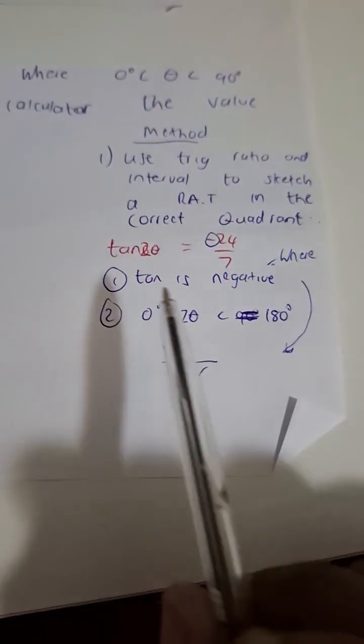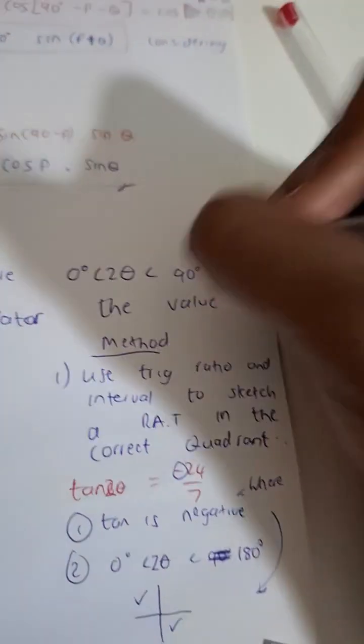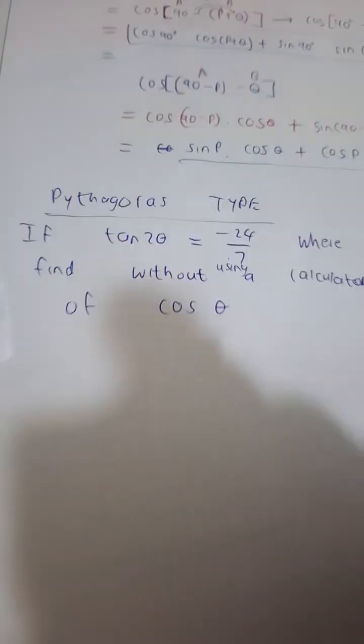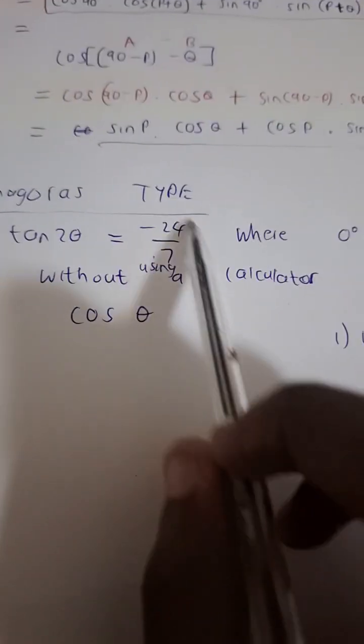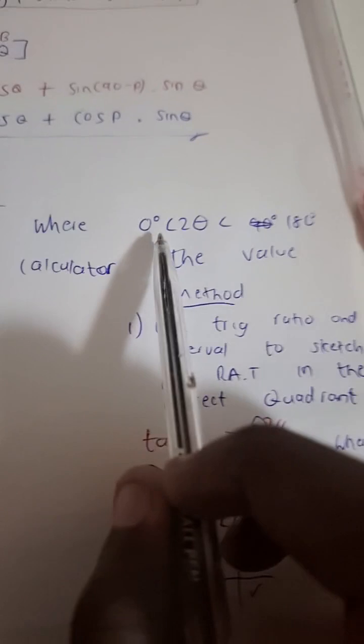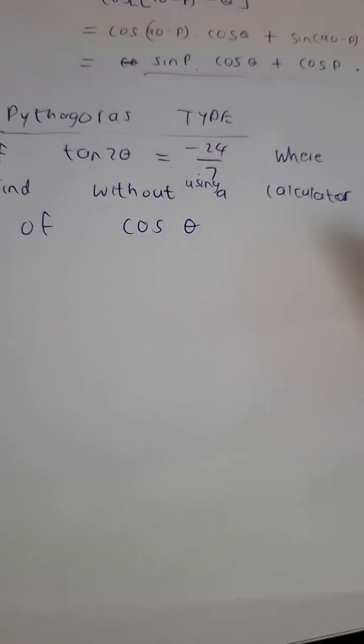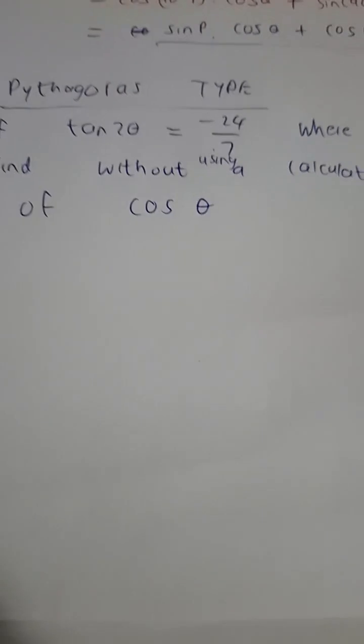So let me just beef up the question, and let's just fix it up a bit here. Okay, so let me just restate the question. They're saying if tan 2 theta is equal to negative 24/7, where 2 theta is between 0 and 180 degrees, find, without using a calculator, the value of cos. And I think in this case, we'll say cos 2 theta.